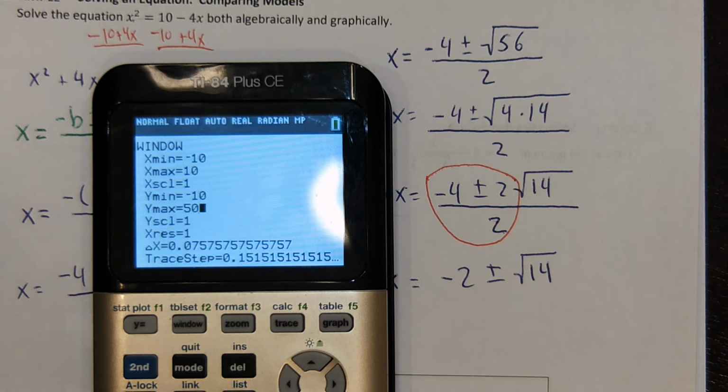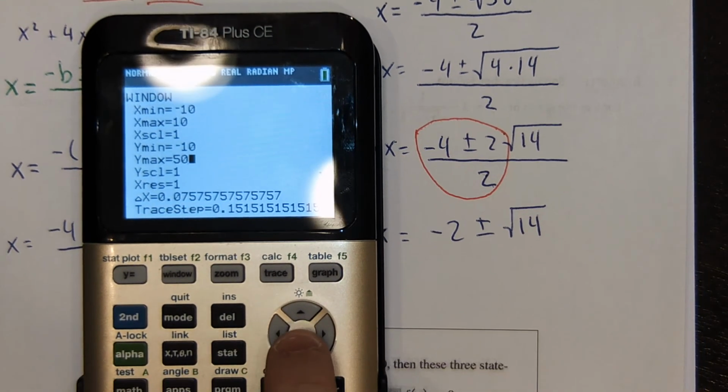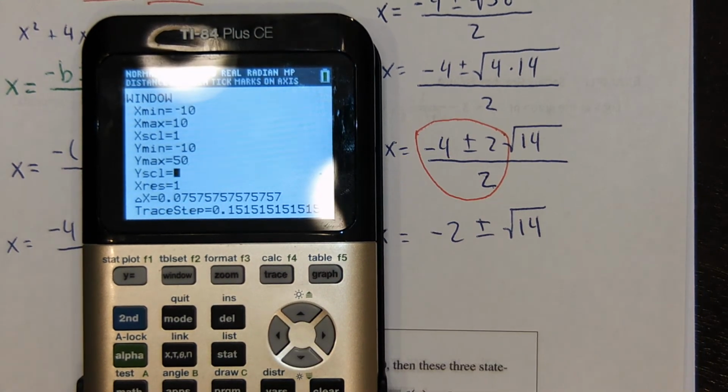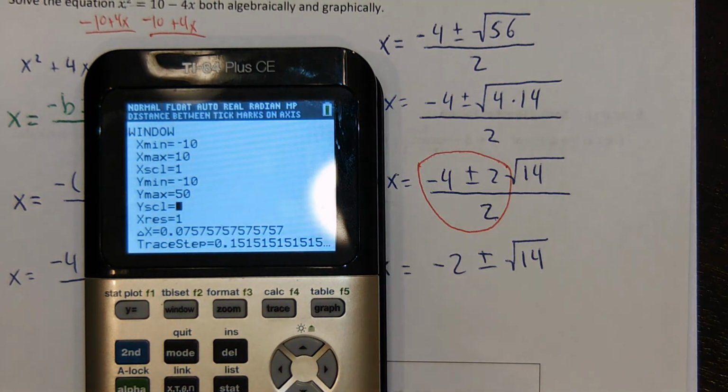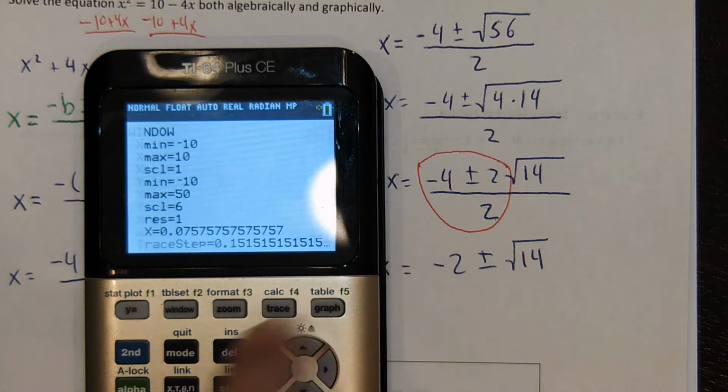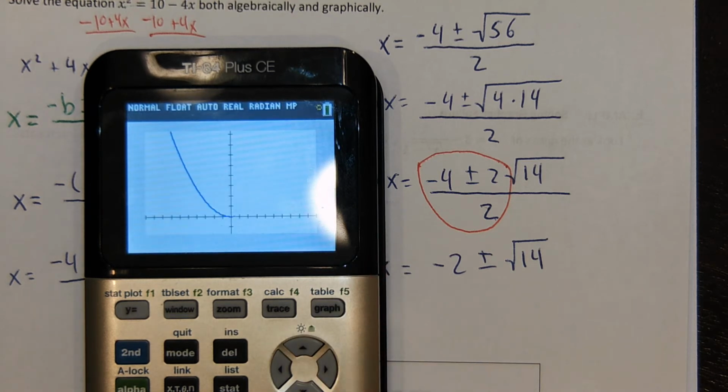50. And then I'm going to scroll down to change that y scale. Why? Because the distance between negative 10 and 50 is 60. If I leave my y scale at 1, there will be 60 tick marks. That's a lot of tick marks, and that will slow the calculator down. So I typically just figure out the distance, which is 60, and then I divide by 10. That's just a me thing. You don't have to do that. Now hit graph, and let's hope it was big enough.